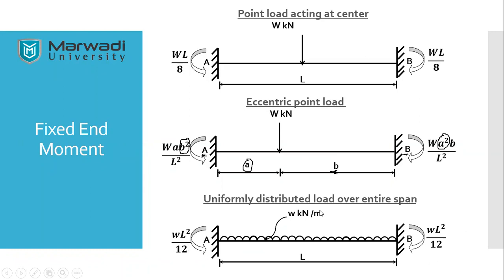Clear? Where W will be UDL. If it is 15 kilonewton per meter, small w will be 15. L will be the entire length of the beam. So this is how it goes.